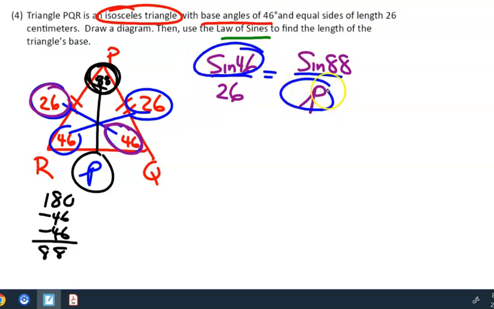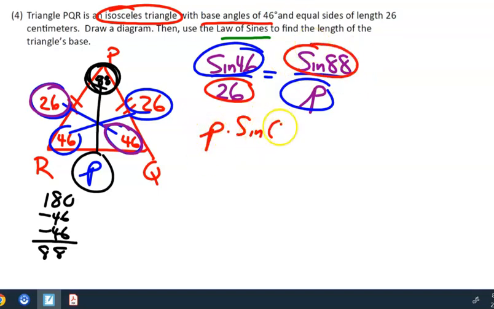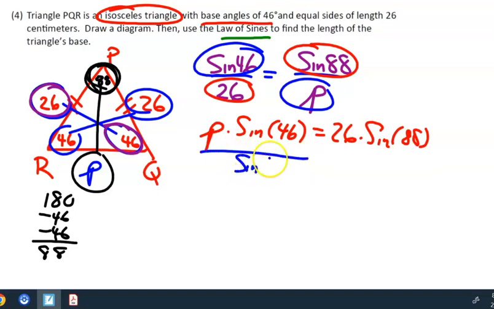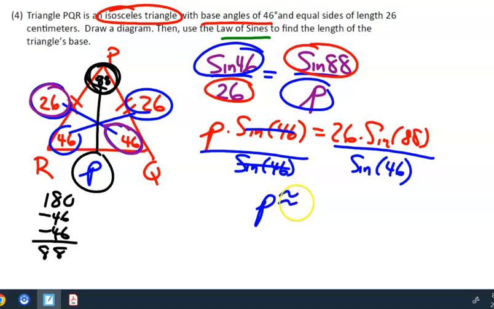Alright, so cross multiply. So P times the sine of 46 degrees is equal to 26 times the sine of 88 degrees. To solve for P, you have to divide both sides by the sine of 46 so that P is by itself. Don't forget to close the parentheses, especially on that 88. So 26 times the sine of 88 degrees, close the parenthesis, divided by the sine of 46 degrees, and hopefully you have a length of approximately 36.122.